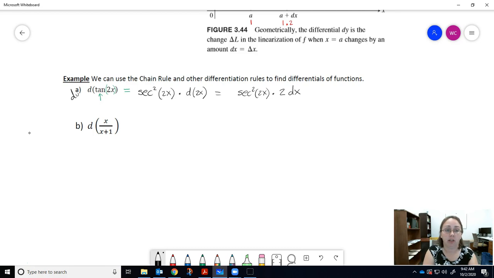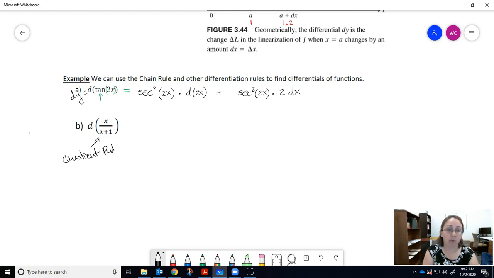So you can think of this as being dy, where y is tangent of 2x. And we did it by using d as an operator, rather than simply finding the derivative and putting dx at the end. All right, let me do it again. So this one's a little more interesting. Instead of chain rule, we have quotient rule.